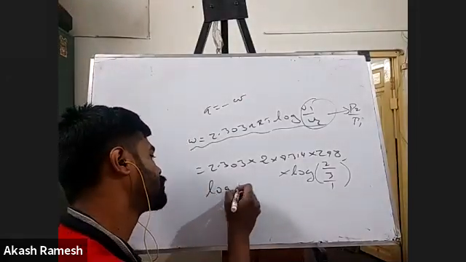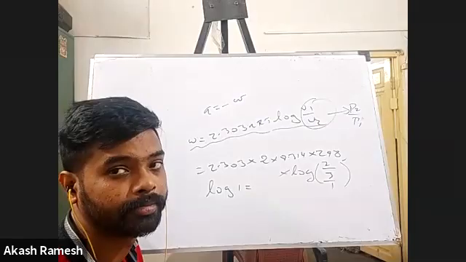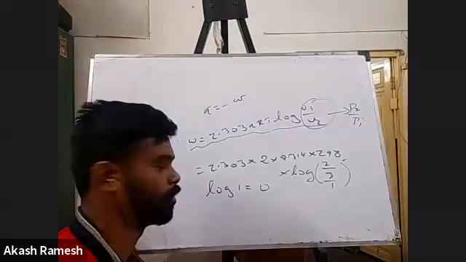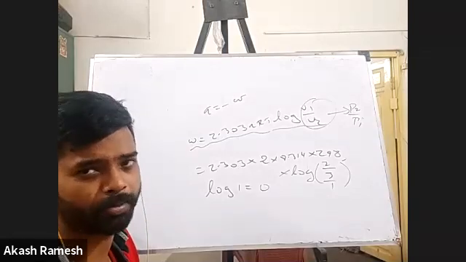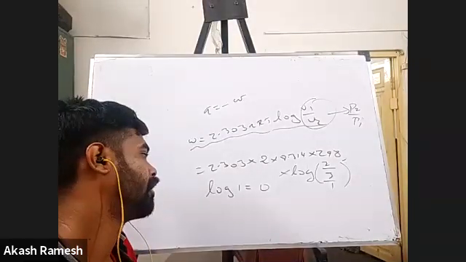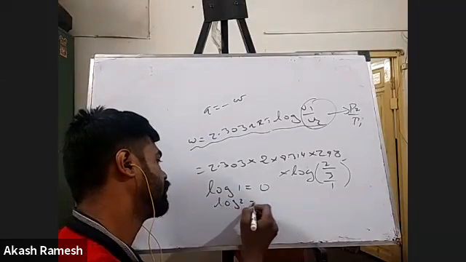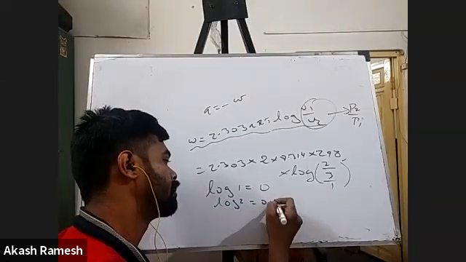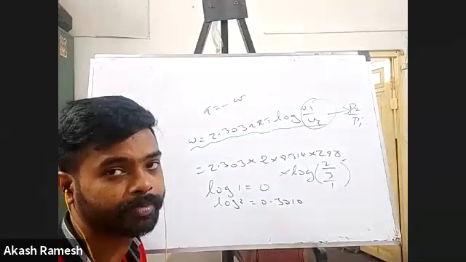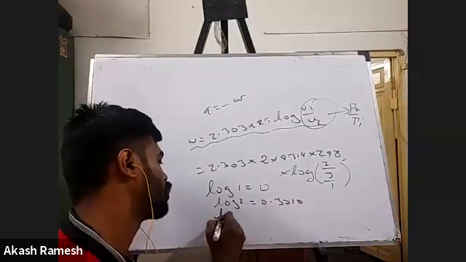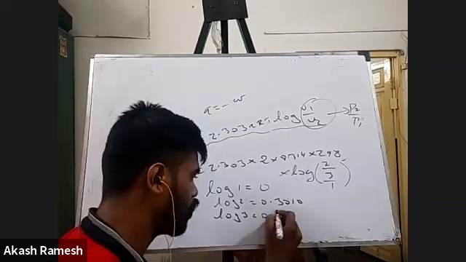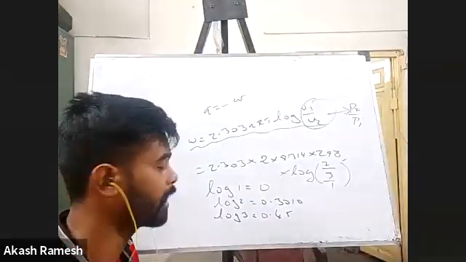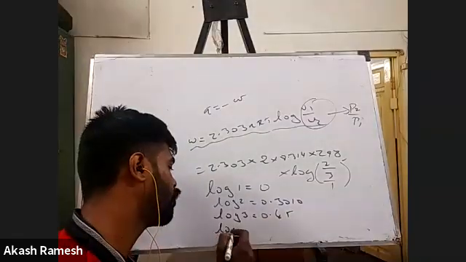What is log 1 value? Log 10 value is 1, and log 1 value is 0. Please know this. Okay, fine. Next, log 2 is 0.3010. Okay, log 2 value is 0.3010. Log 3 value is 0.45, right? Okay, and log 4 is easy.